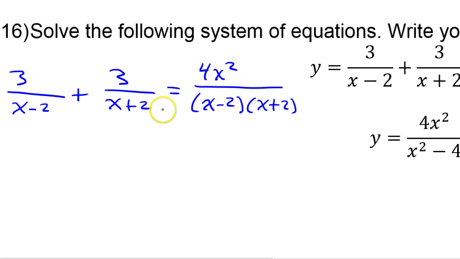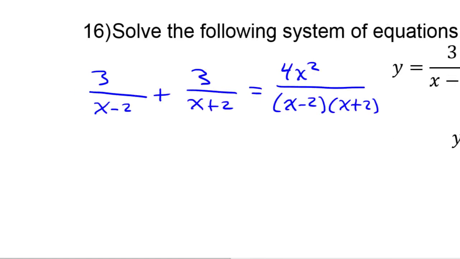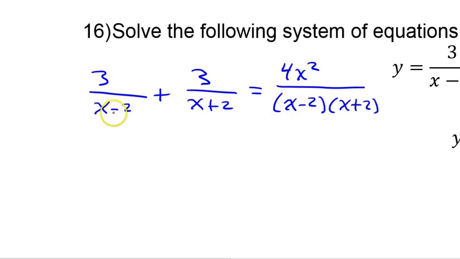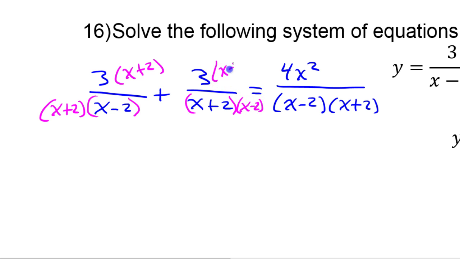Now there are many ways to solve an equation like this. I like to make like denominators. So I'm going to make like denominators in all 3 fractions. Since this denominator has x minus 2 and x plus 2, this has x minus 2, all it needs is x plus 2. And I will do that in the top and the bottom. Now this one has x plus 2, so I'm going to give it x minus 2. Again in the top and the bottom.